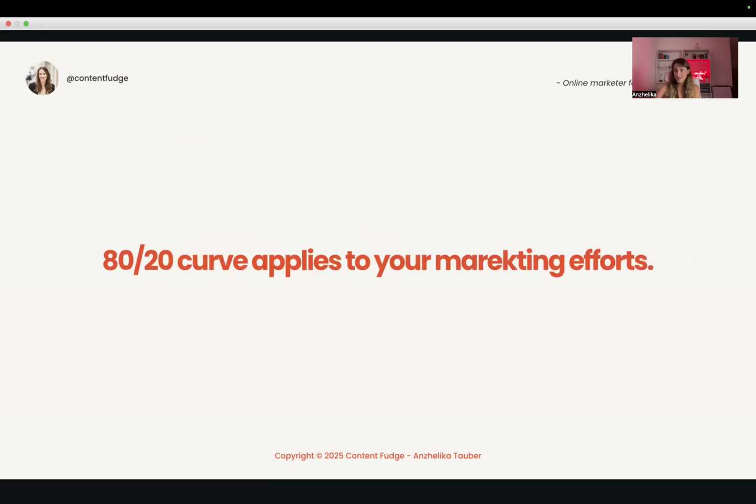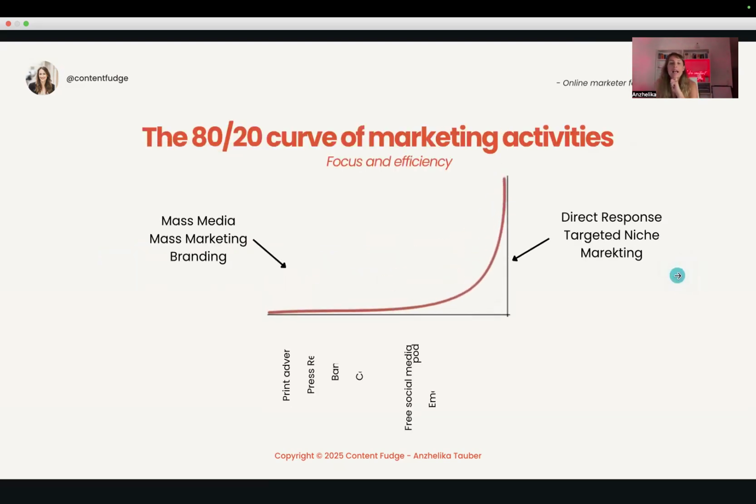So just like not every customer is equal, not every marketing effort is equal. So the 80/20 curve also applies to your marketing efforts, and it's really important to know so you prioritize the right ones. And I can tell you 100% every one of you is prioritizing the wrong one. So let's have a look at how our marketing efforts are ordered on the power curve.